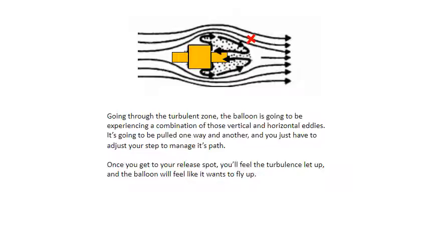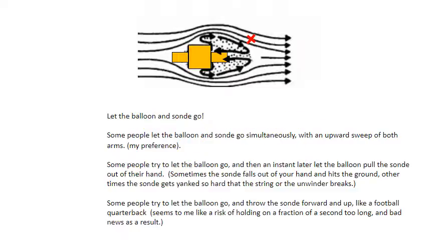Going through the turbulent zone, the balloon is going to be experiencing a combination of those vertical and horizontal eddies. It's going to be pulled one way and another, and you just have to adjust your steps to manage its path. Once you get to the release point, you'll feel the turbulence let up and the balloon will feel like it wants to fly. Let the balloon and sonde go.